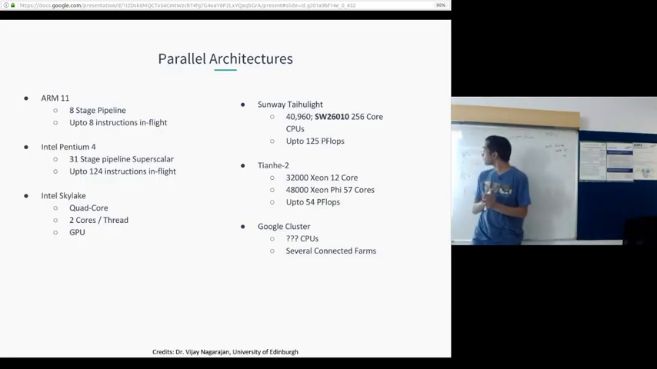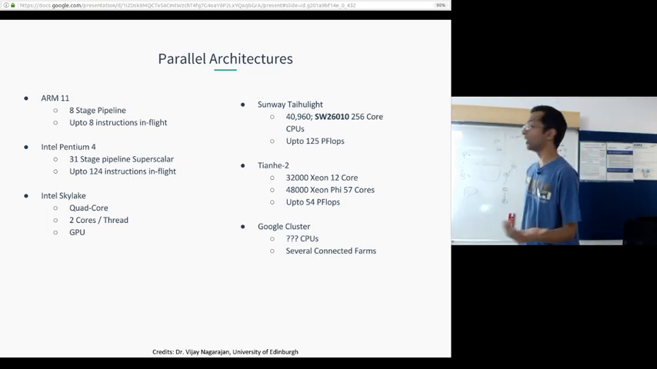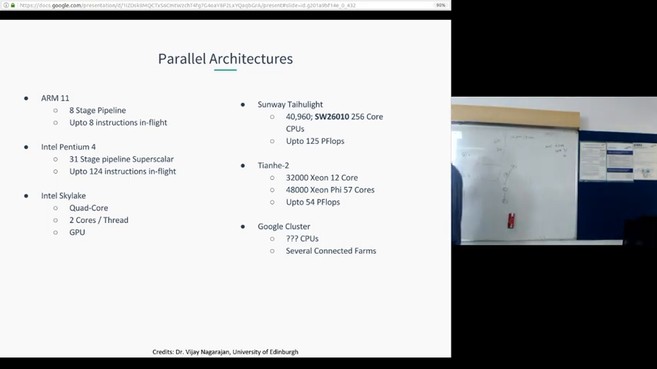So now, parallel architectures. Examples of that are, for example, ARM11, which has an 8-stage pipeline with up to 8 instructions in flight. I will say what these terms mean in the coming slides. Just remember these numbers, or the scale of these numbers. Essentially, instructions in flight is how many instructions are in one of the units of your CPU. We'll talk about them in more detail.